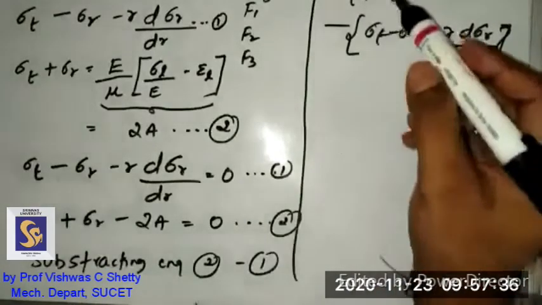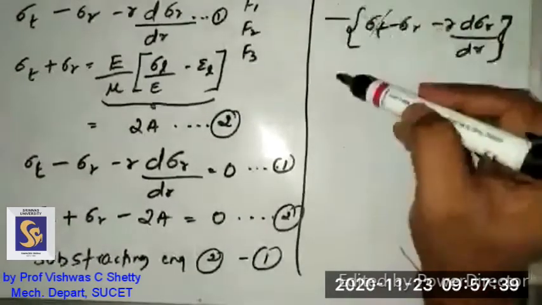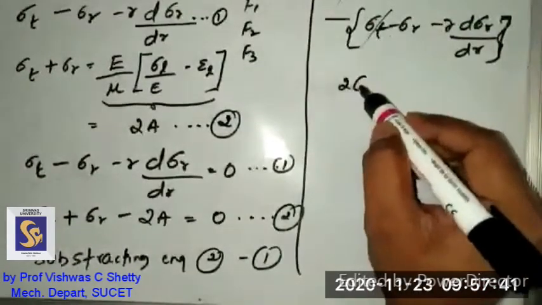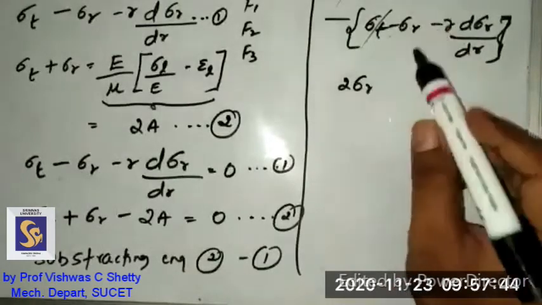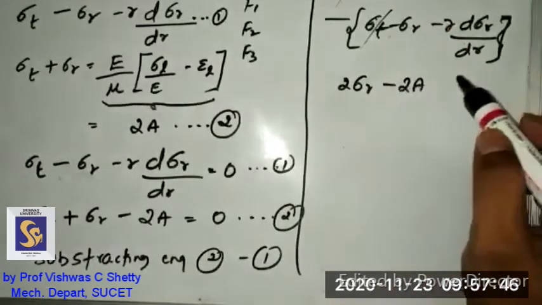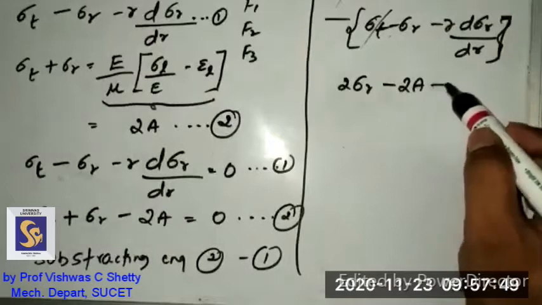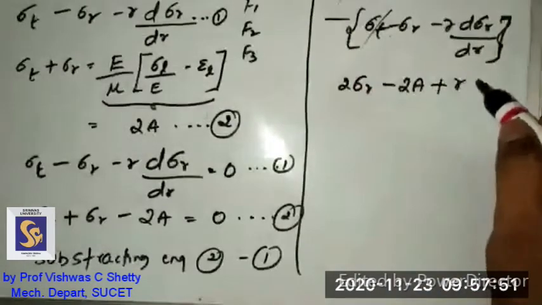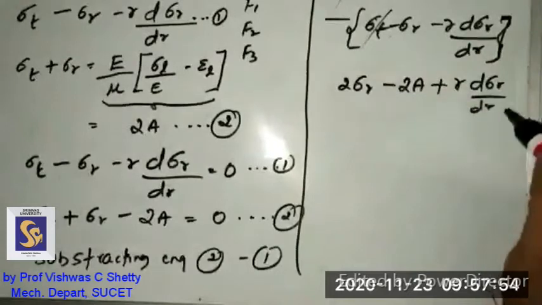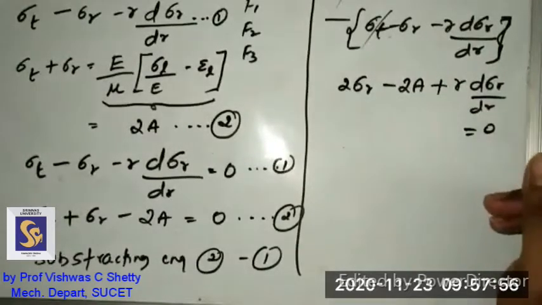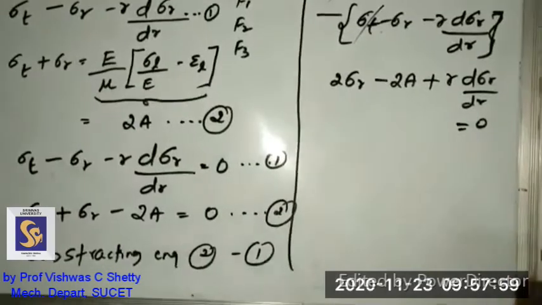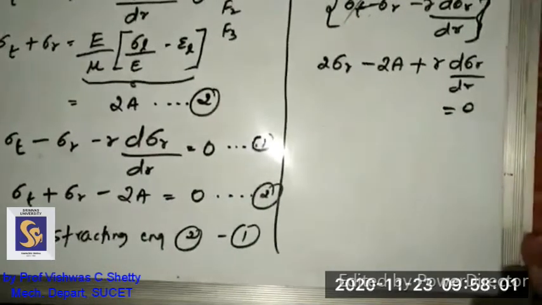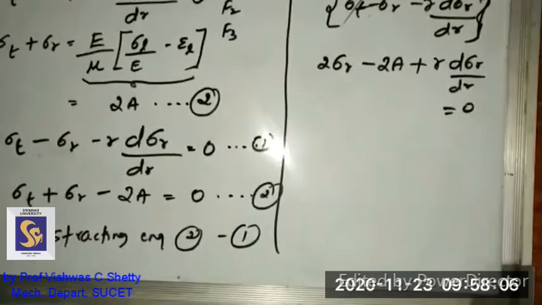So sigma t gets cancelled. 2 sigma r minus 2a plus r d sigma r upon dr equals 0. Is this okay? Have you noted down up till here?